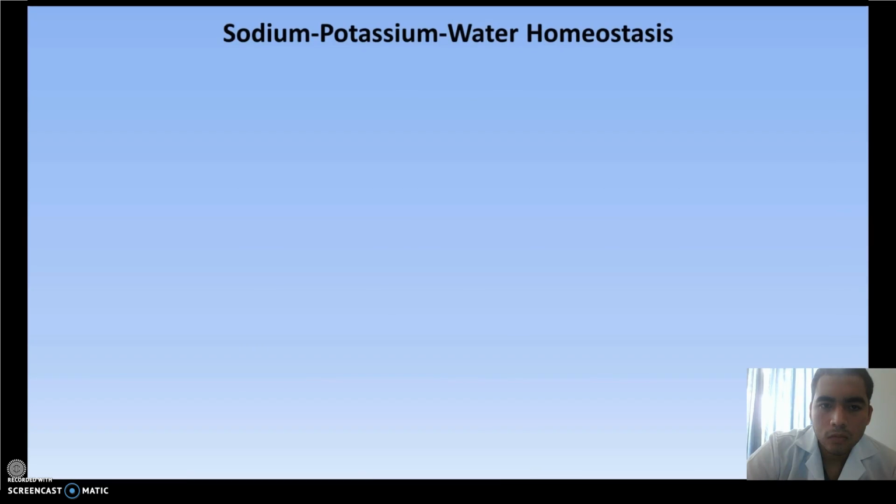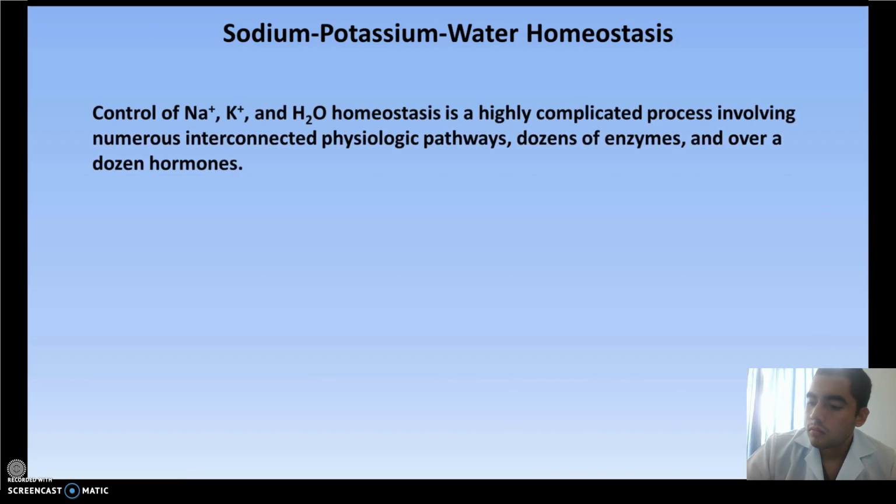The maintenance of a healthy and stable balance in the concentrations of sodium and potassium, along with the appropriate amount of water in our bodies, is a classic example of homeostasis. Control of this particular homeostasis is a highly complicated process involving numerous interconnected physiologic pathways, dozens of enzymes, and over a dozen hormones. Luckily, a complete understanding of all of this is not necessary for the routine practice of medicine. However, a sufficient understanding for medical practice is still quite involved, and if you are coming into this video series already feeling overwhelmed by this topic, don't worry, that's very common.